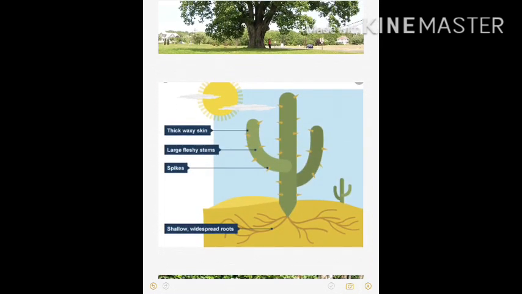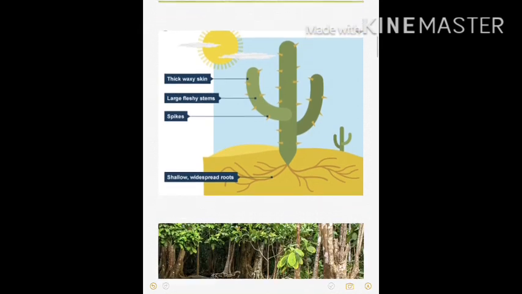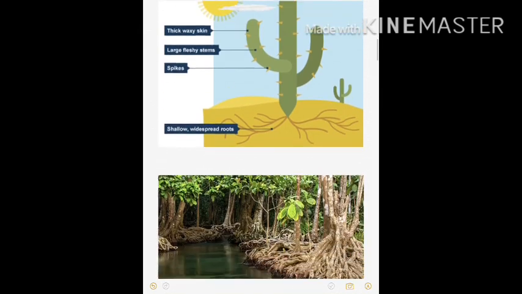cactus. This is a picture of a cactus, the plant growing in desert areas, which needs less water and can survive in dry climate also. These plants are also called xerophytes. Their leaves are reduced to spines. You can see the spines on the stems, and the stems carry out photosynthesis. The roots are spread over a large area to absorb as much water as they can.